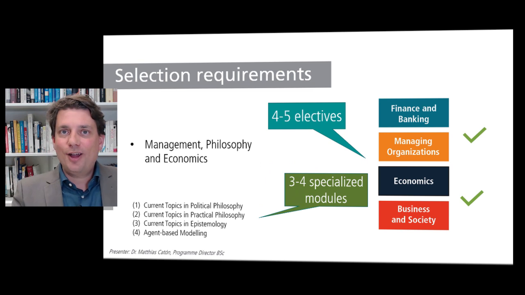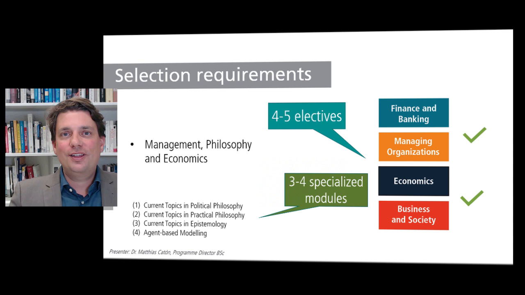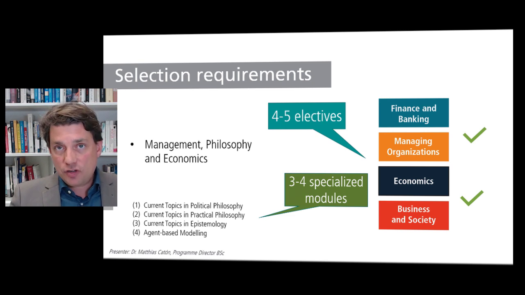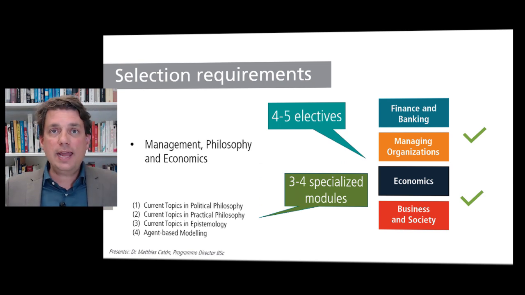Management, Philosophy and Economics is special in many respects. Also when it comes to the course selection, you do have 4 specialized courses that will be offered in the 6th and 7th semester. However, you do not have to do them all. You can, but you do not have to. You can decide whether you want to do 3 or all 4 of them, and correspondingly you will have either 4 or 5 electives, because in total it always has to be 8.